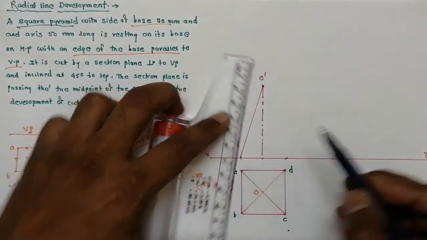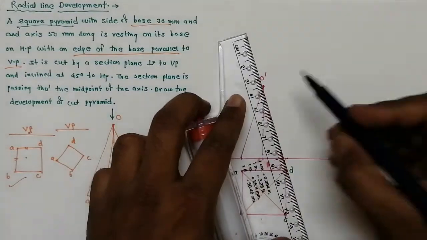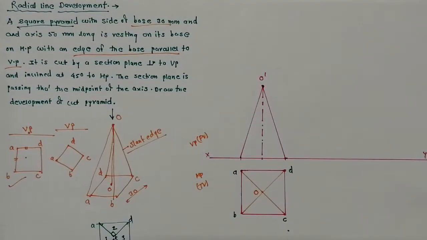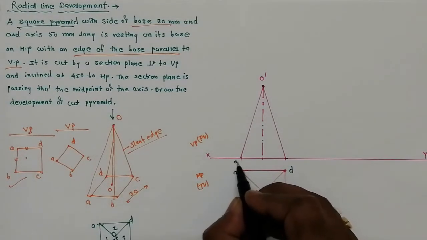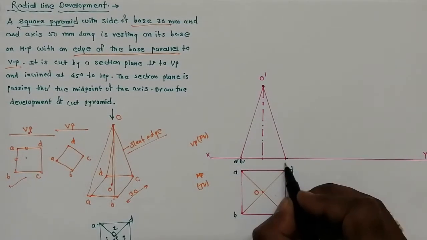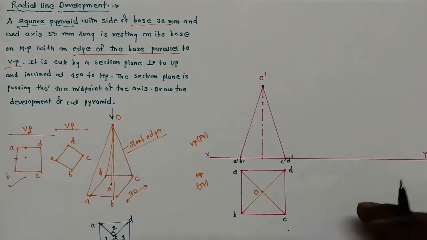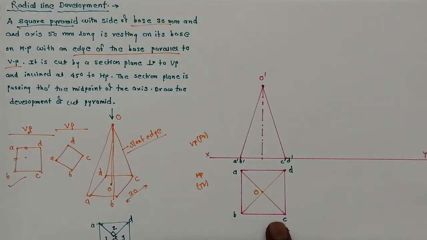The front view is a triangle. In the case of a pyramid, the front view is a triangle. The projections are A dash and B dash, and C dash and D dash. So what we have drawn is the top view of the square pyramid, which is a square, and the front view as a triangle.